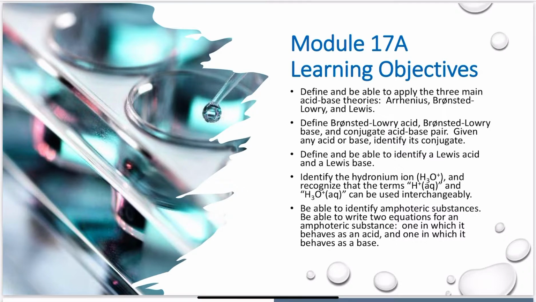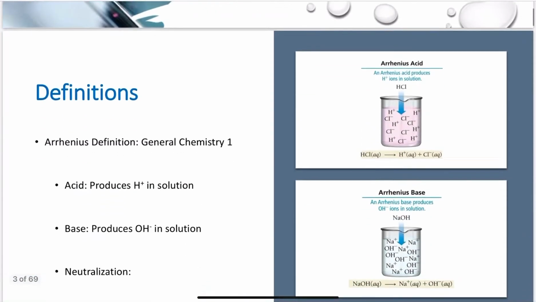Identify your hydronium ion. You need to know that hydronium is H3O+. Recognize the terms H+ and H3O+. We use these interchangeably, so H+ we use in place of H3O+, but H3O+ specifically is known as the hydronium ion. And be able to identify amphoteric substances. What do we mean by amphoteric? It's a substance that can behave as an acid or a base. You should be able to write two equations. Some have more than two; if you have a triprotic, you can actually have more than two. One for amphoteric substances in which it behaves as an acid and one in which it behaves as a base.